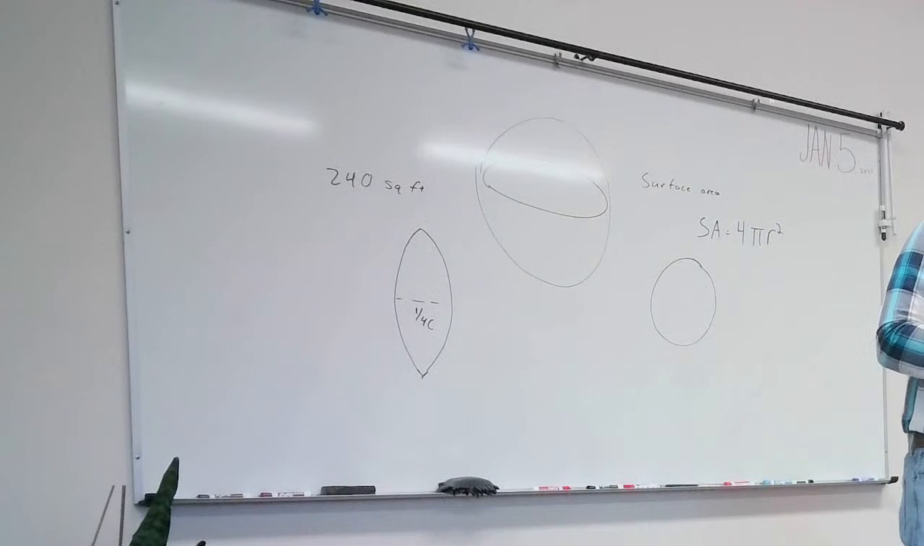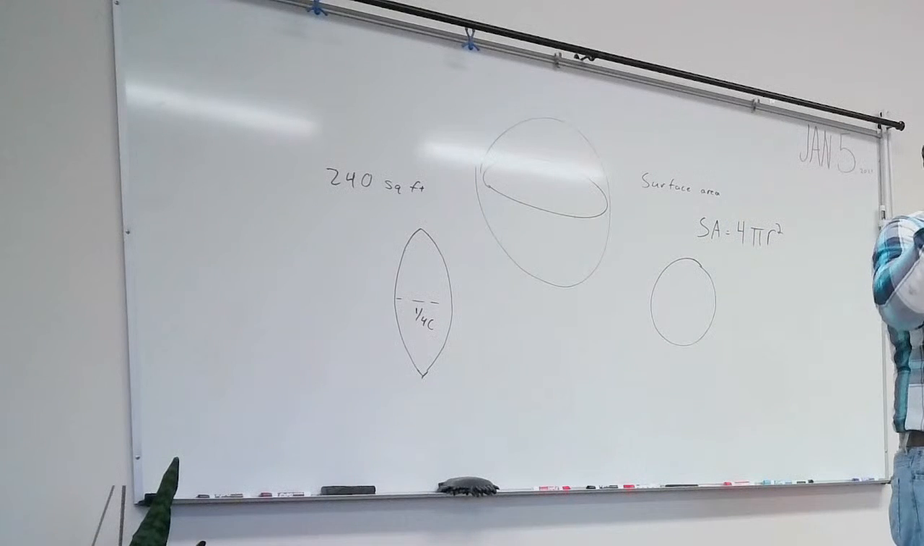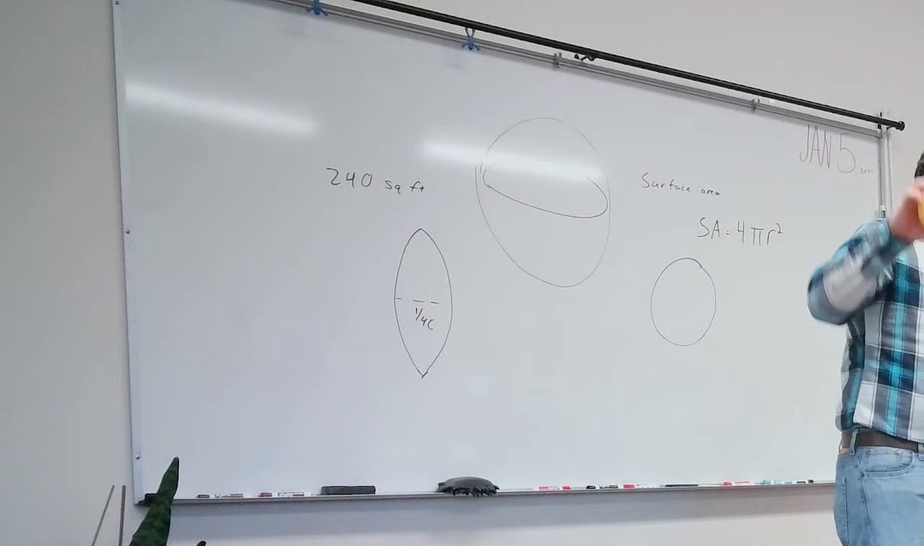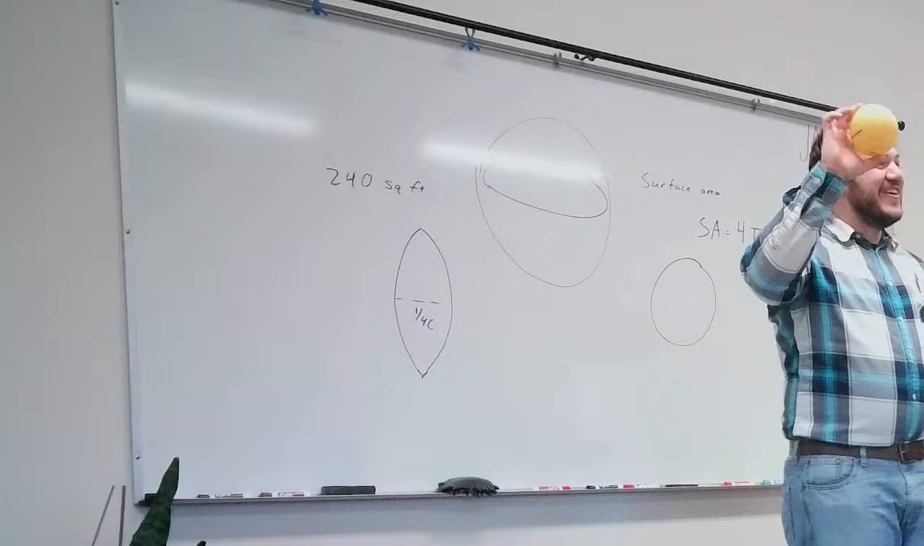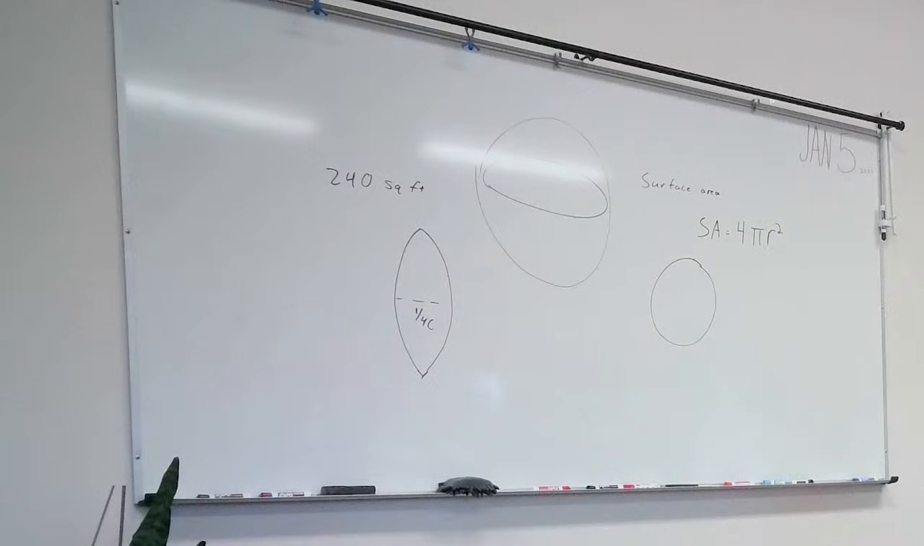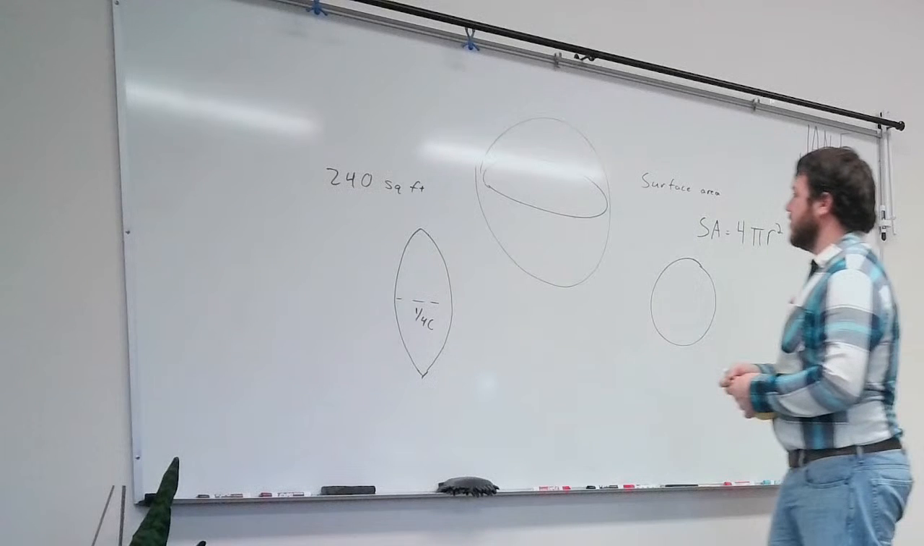All right, so let's say this ball right here. We want to paint, I don't know, 100 of these. So we need to know how to figure that out. We're going to say that's a 5-inch ball. So it's 5 inches in diameter, the whole way across.